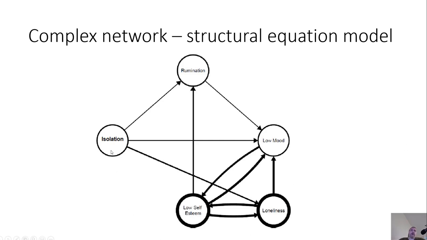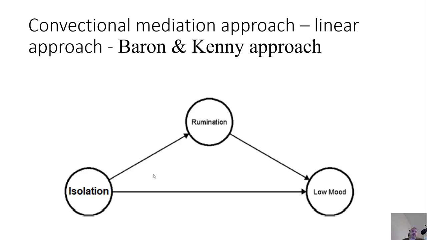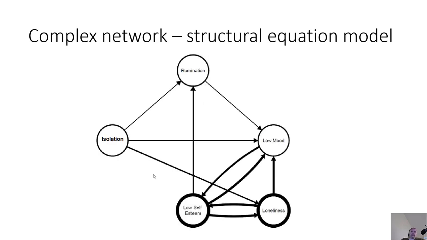And we are developing models which go beyond this kind of linear approach of mediation, which we traditionally do. I've done this approach many, many times myself, towards this kind of approach where we're looking at, okay, isolation, low mood, and rumination might form a mediational relation, but you might have complex things such as low self-esteem bidirectionally related to low mood, low self-esteem bidirectionally related to loneliness, and a relation between loneliness and low mood. So there might be a very specific reinforcing network, a very strong reinforcing network between these.